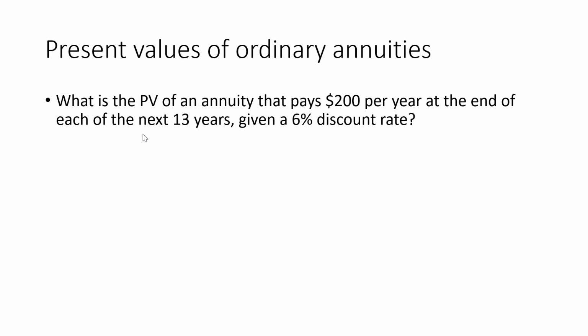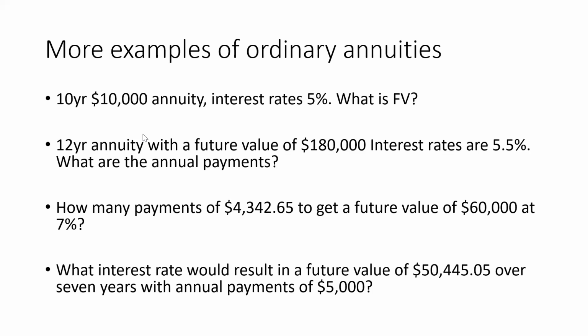And this amount actually represents the amount of money that an investor would need to invest today at a 6% rate to generate 13 end of year cash flows of $200. Okay, more examples of ordinary annuities.